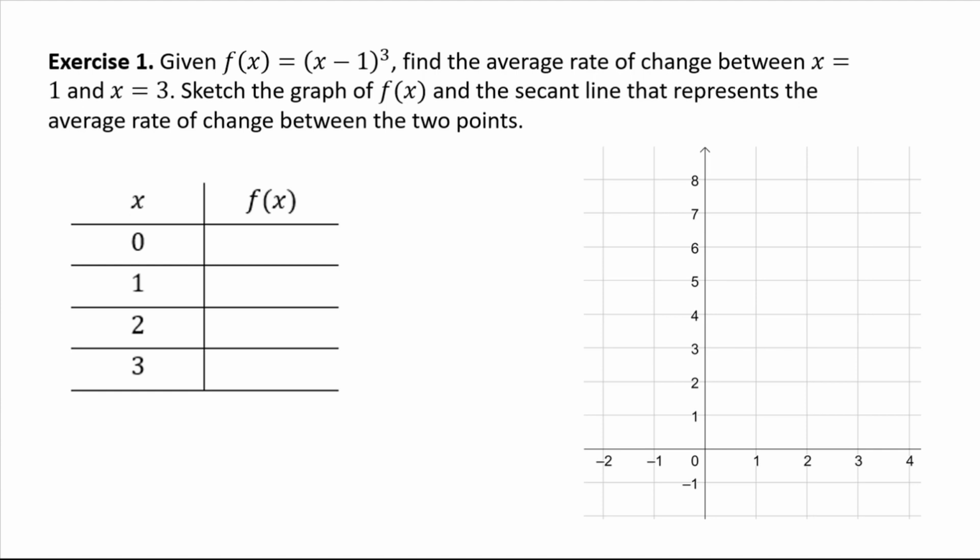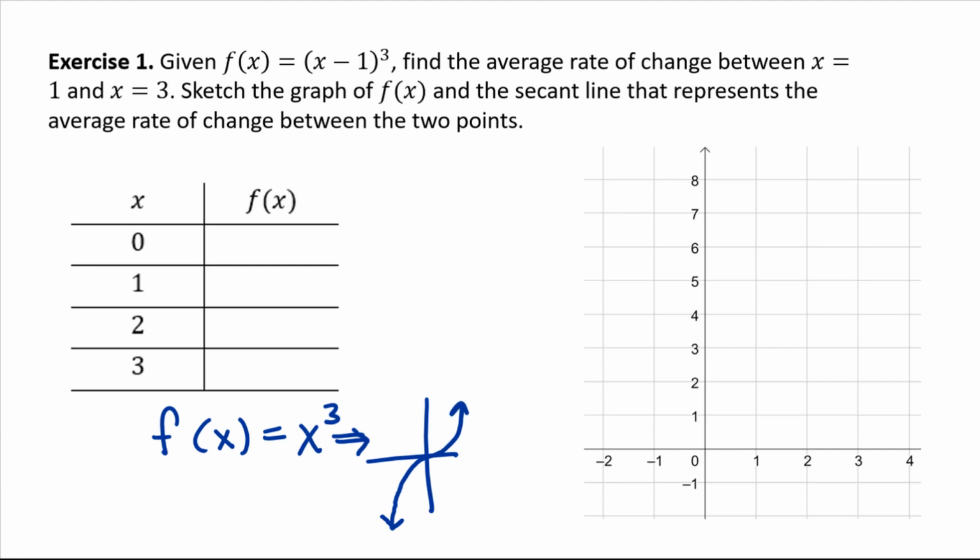Next part is sketch a graph of f of x. So we'll do that. Now f of x is x minus 1 cubed, and we know from the library of functions that f equals x cubed has a graph that is increasing from the third quadrant to the origin and then continues increasing upwards in the first quadrant. So we have a general shape of what the graph looks like. Now let's select a few corresponding function values to see if we can fit the graph. So I selected x equals 0, 1, 2, and 3.